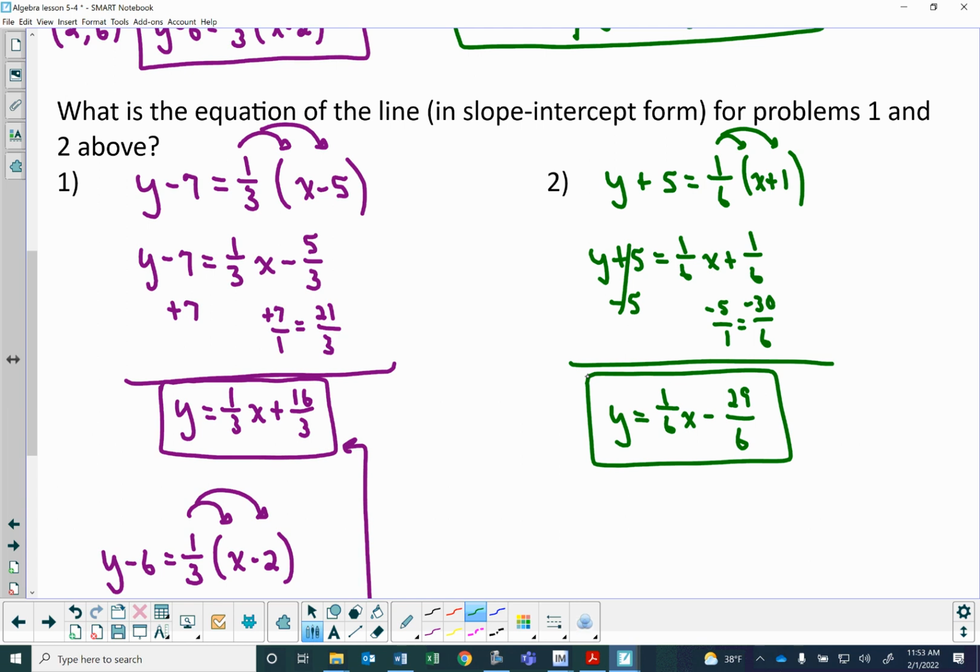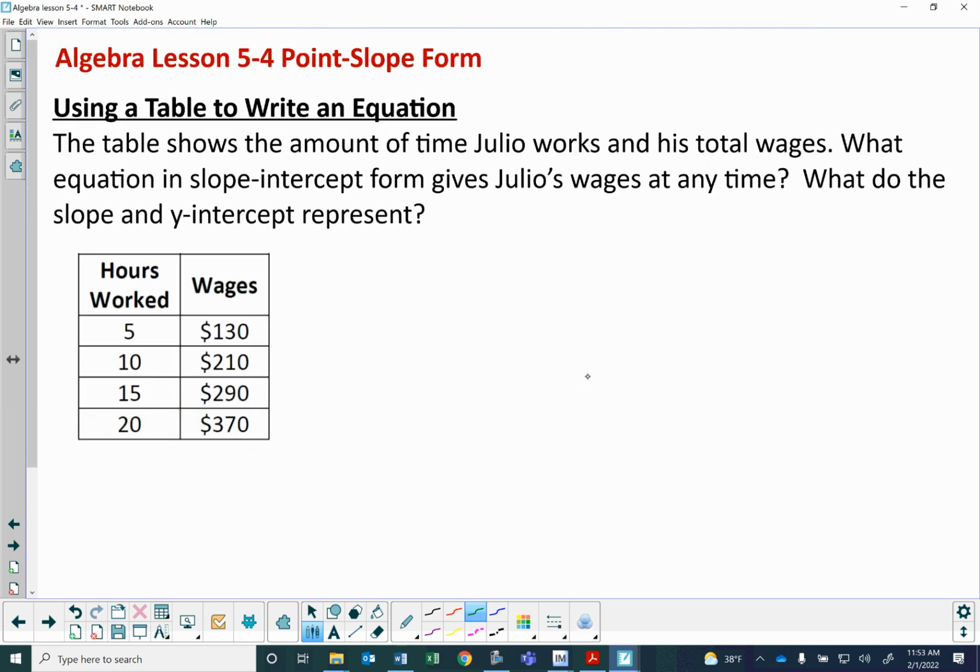All right, the last concept we're going to look at in this lesson is using a table to write an equation. Okay, here we have a table that shows the amount of time Julio worked and his total wages. What equation in slope-intercept form gives Julio's wages at any time? And what do the slope and y-intercept represent? Okay, so the first thing we need to do is make sure we understand the slope. And remember, the slope is the change in y over the change in x.